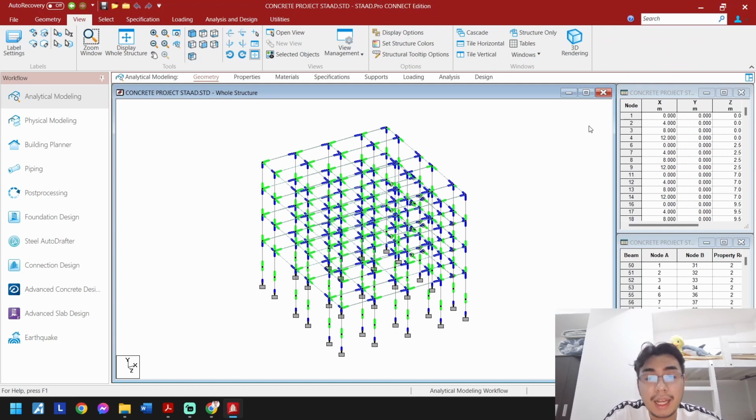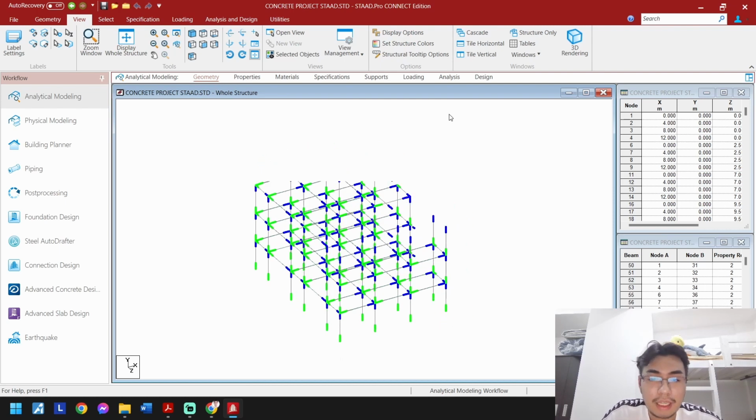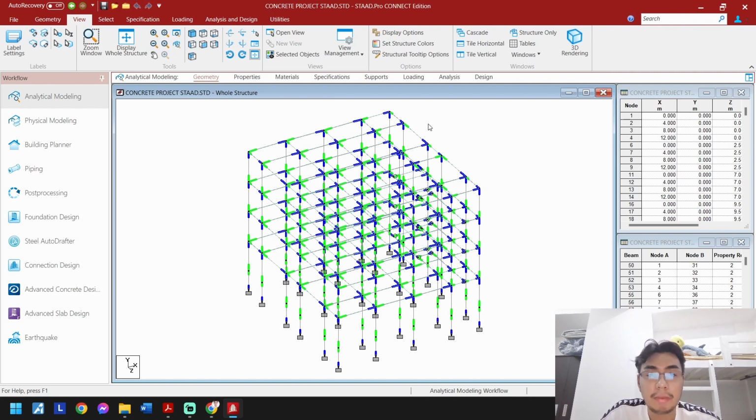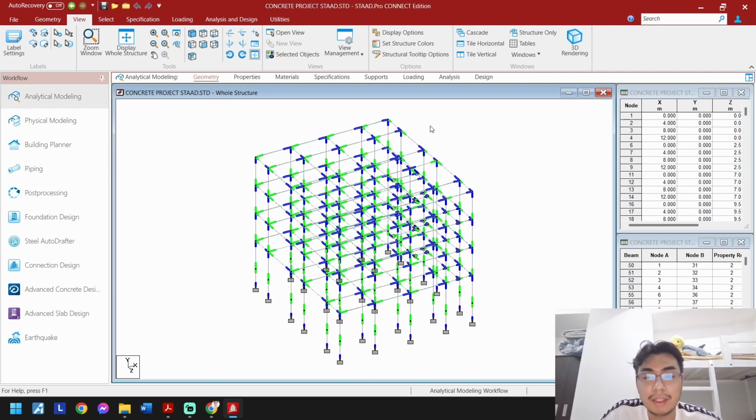Now that we are done creating this structure in Revit and assigning superimposed loads, both dead and live respectively, we are now ready to create this structure in STAAD Pro Connect. So as you can see, here is the geometric model of the structure.